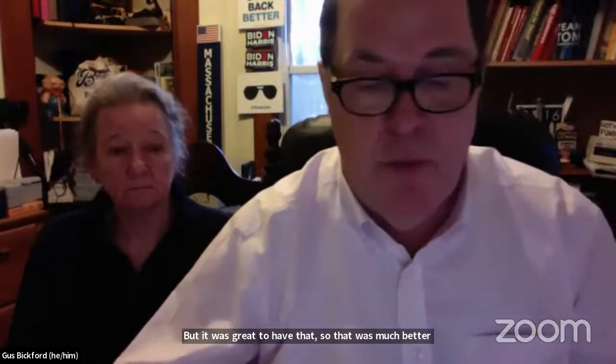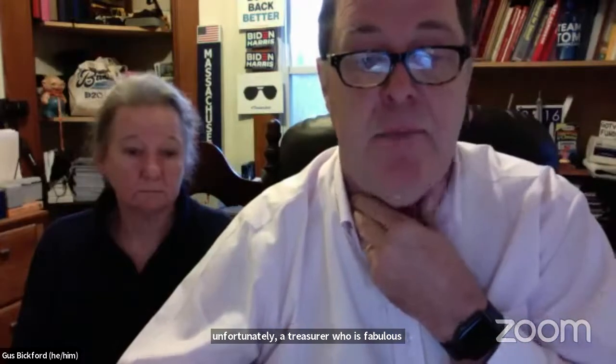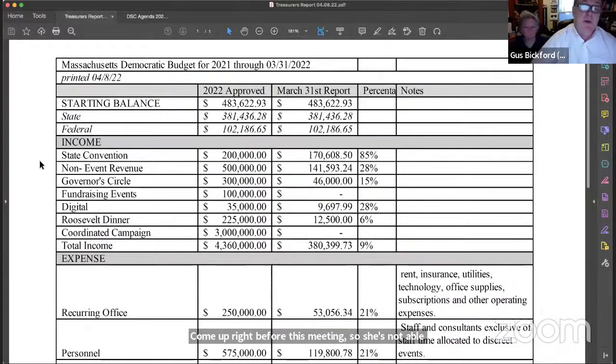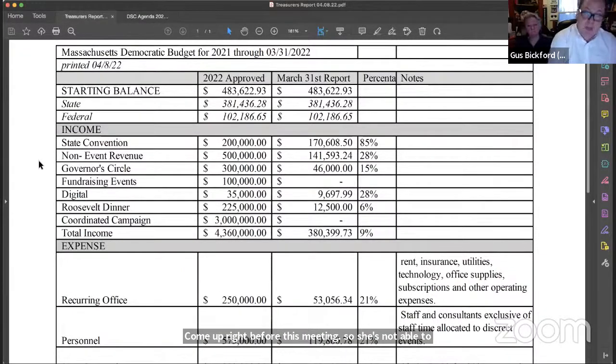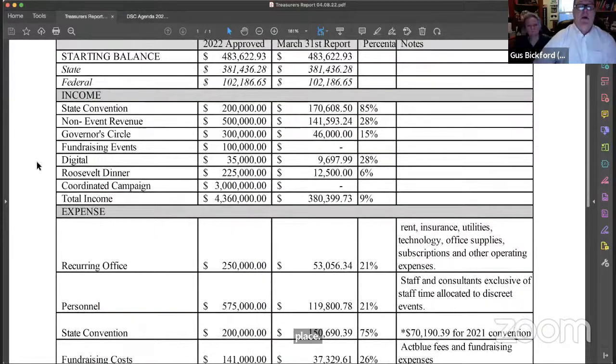Okay, we're going to the treasurer's report. Unfortunately, our treasurer, who is fabulous, Kathy Gasparin, had a business obligation come up right before this meeting, so she's not able to be here. So I will give the treasurer's report. We are in a good place. We're sharing with you the percentages as to where we are in the cycle. We have paid our 3 initial payments to the state convention, and we will get to the expenses, but we brought in 170 so far. So we're in a good place.